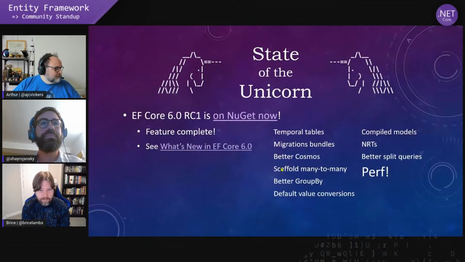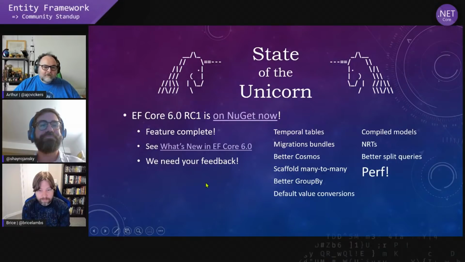So that's EF Core 6.0. The important thing is we need your feedback. So the reason we do these RC releases and we're feature complete now is so that you have a chance to try it before we go RTM. After we go RTM, it's hard to change things. It's harder to fix bugs. We have to go through a patch process. You have to wait. So try it now.